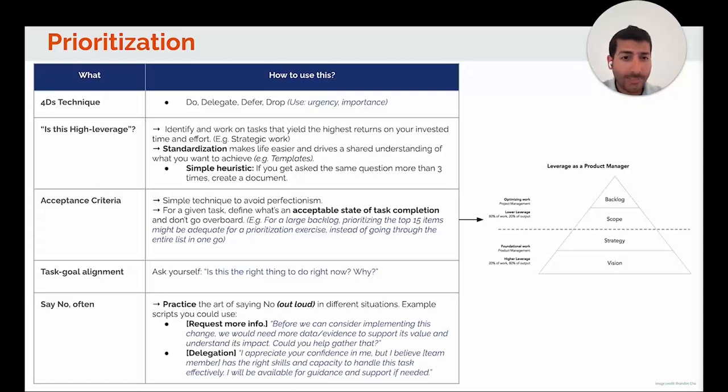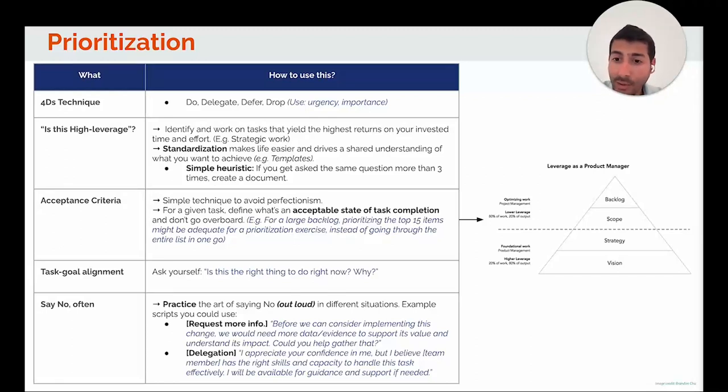Next up, we have acceptance criteria, which is a simple technique to avoid perfectionism. Now, the idea here is simple, right? Before you start working on a task, you just define an acceptable state of task completion, and then you don't go overboard. The idea is to not have everything be perfect from the get-go, but just to get to a state where you can then come back to it and refine it over time, maybe get feedback from your stakeholders, get their inputs, factor that in, and so on and so forth. So it's really useful in that context.